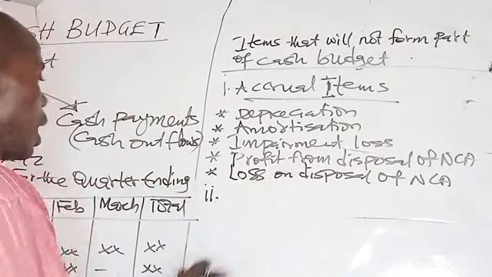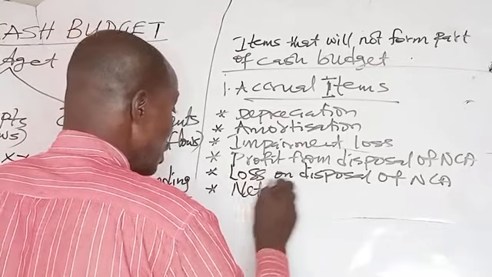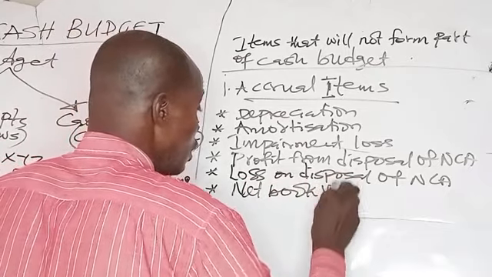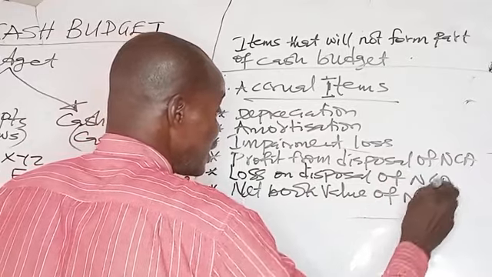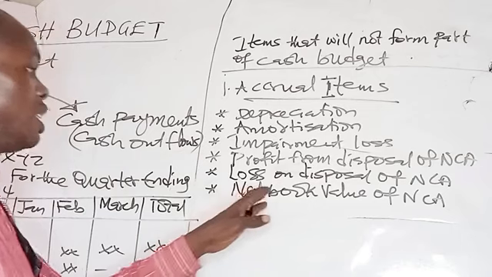Number two, or let me say even the net book value of non-current assets should not be recorded into the cash budget.